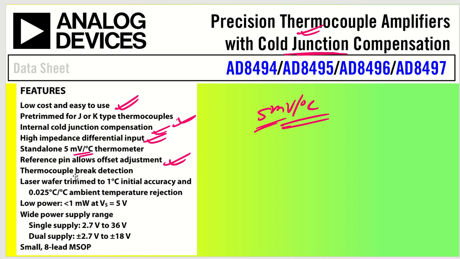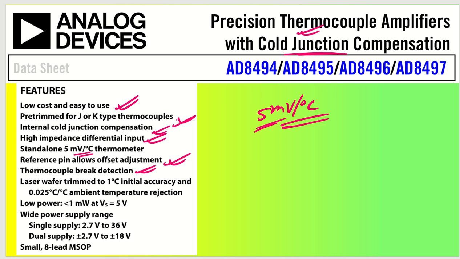Then if you talk about thermocouple break detection, let's say your thermocouple wire has broken. In that case, this particular IC will help you to detect that as well. Then we have laser wafer trimming to 1 degree centigrade initial accuracy.